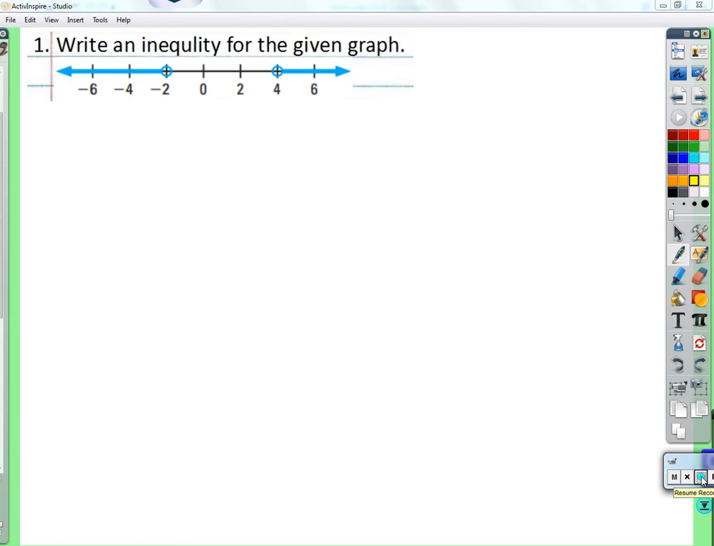Okay. This is what we call a compound inequality, because it's actually two inequalities. This part is represented by one inequality, and this part by another. What kind of inequality is this, an and or an or? Or. So this part of it, how do we represent that with an inequality? x is less than negative 2, or x greater than 4.